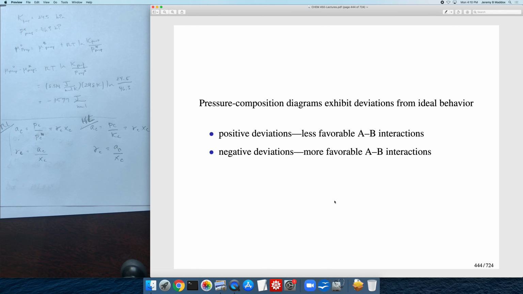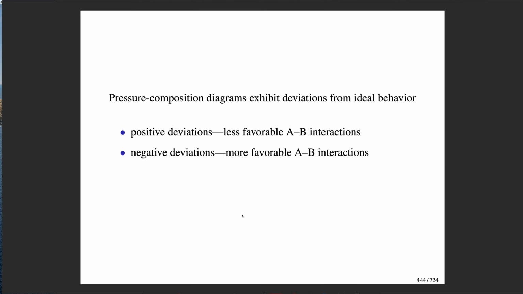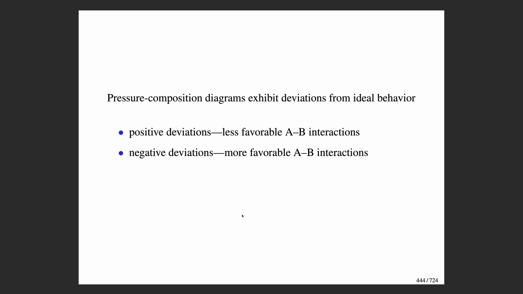This is something that we've actually looked at before, but it's worth doing it again. One thing that I'd like you to know about real solutions: when you're looking at a pressure composition diagram, I'd like you to be able to identify the deviations from Raoult's law. Are they positive deviations or negative deviations? And then what does that mean in terms of the intermolecular interactions between the solute and the solvent?